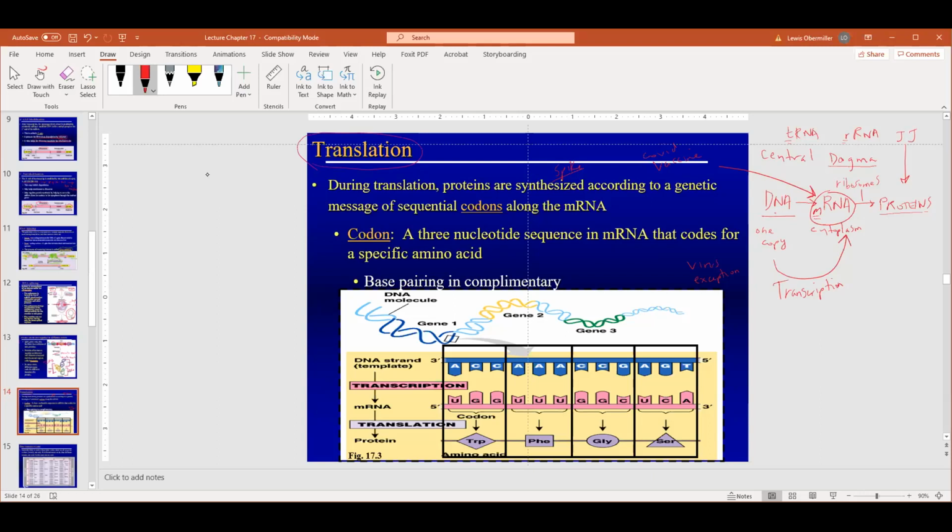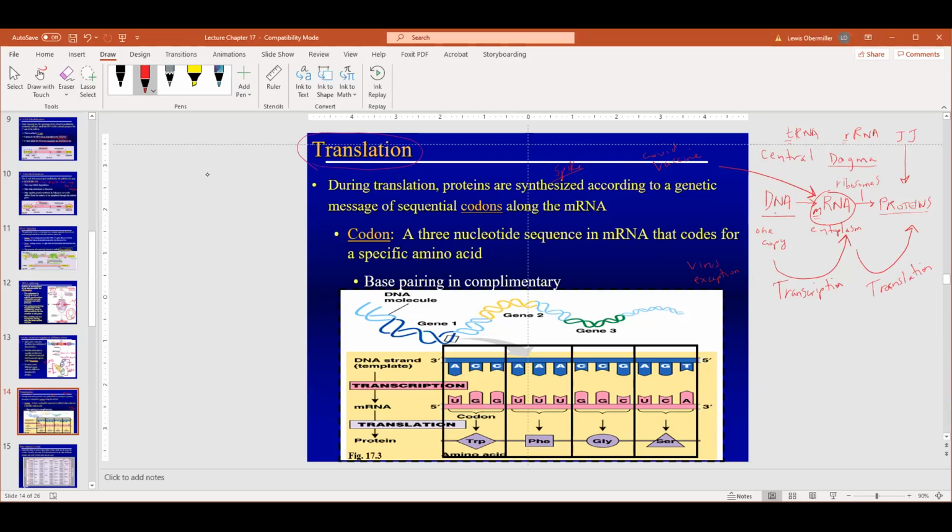All right, so anyway, the next step is to convert the RNA into proteins by ribosomes, and that's called translation. And we briefly talked about this previously, but we're going to get in-depth in this lecture.